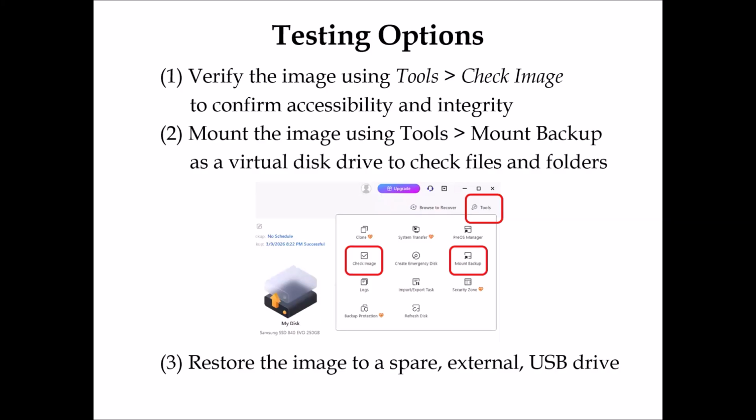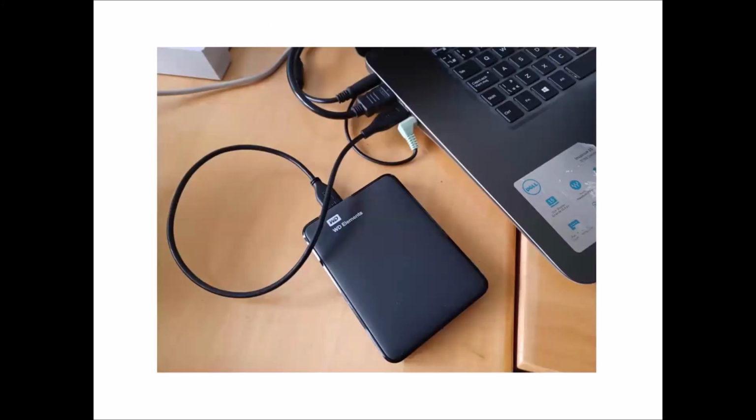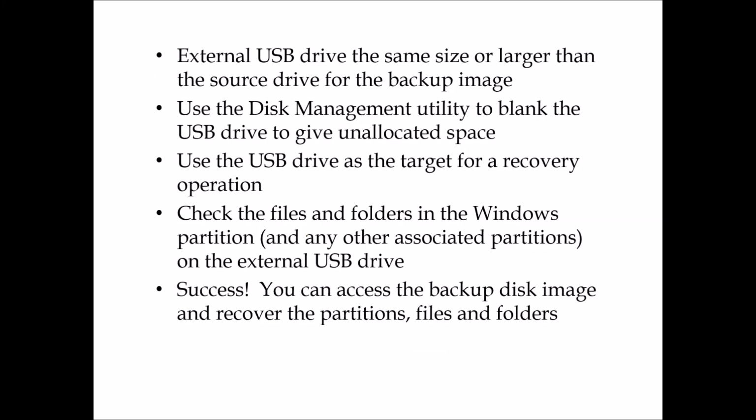But that third option is what we're going to take a look at right now. Restore the image to a spare external USB drive. So here I've got a USB portable drive plugged into my laptop. The external drive has to be at least the same size or larger than the source drive. And remember that the images typically are compressed, so it's the original size of the drive that you're interested in. I'm using a 1 terabyte portable drive with a 250 gig SSD, so my target is a lot bigger than my original source. That's not going to be a problem.